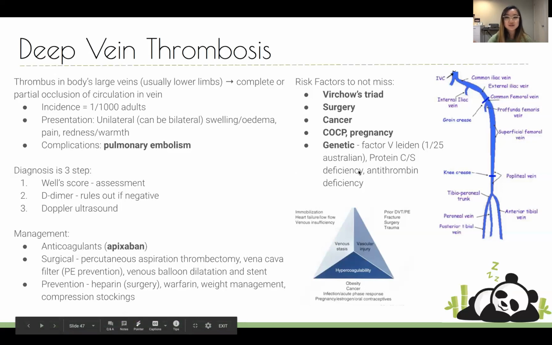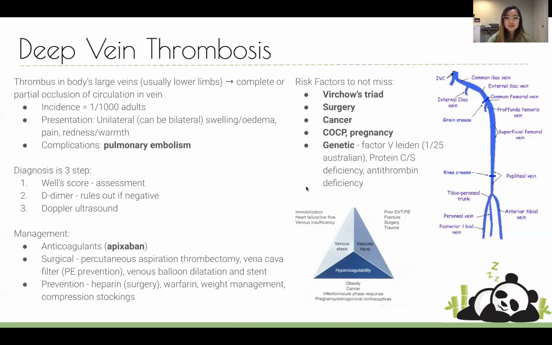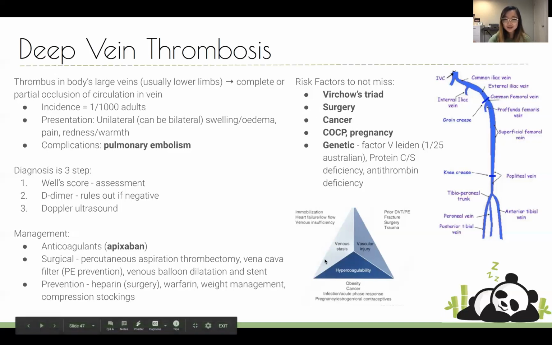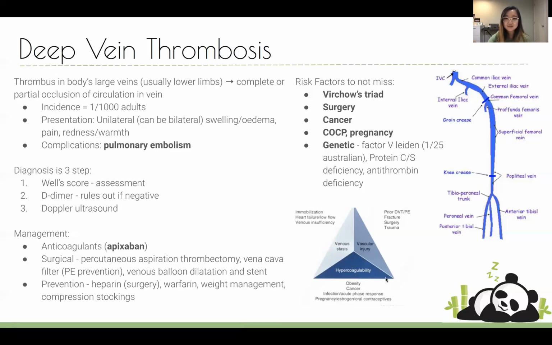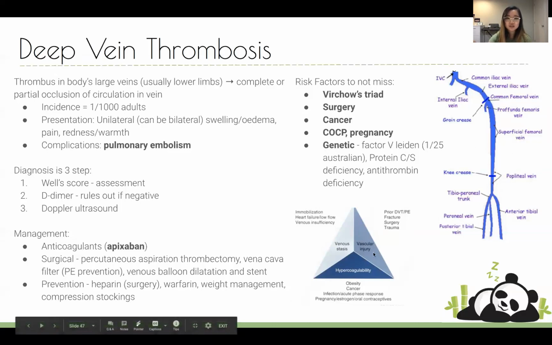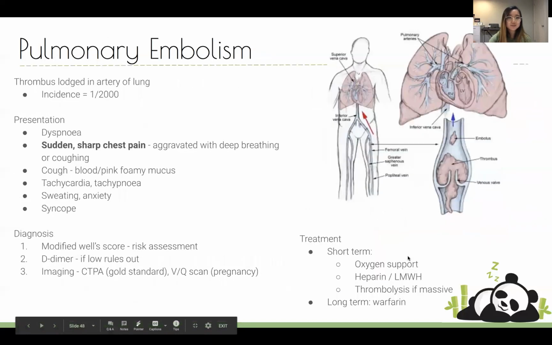And that's because there are certain risk factors you need to know. So the big ones, Virchow's triad: surgery, because they're there, stasis, that's a big one. Cancer, which is part of hypercoagulability, the contraceptive pill, and pregnancy, again hypercoagulability, genetic, so things like factor V Leiden, protein C and S deficiency, antithrombin deficiency, and then vascular injury. So if they've had a prior DVT or PE, it can damage the blood vessels, and then fractures, surgery, trauma, things like that.